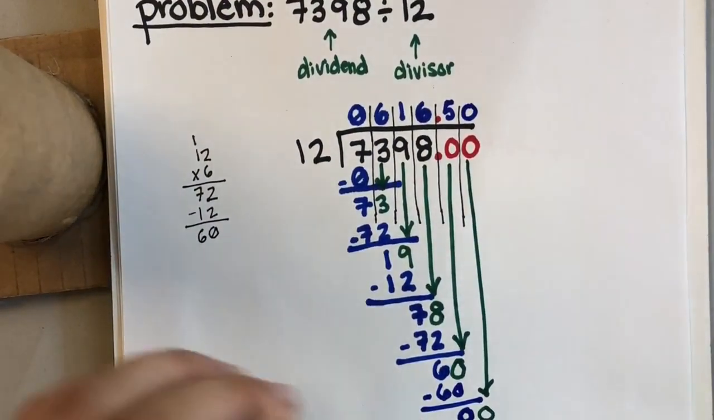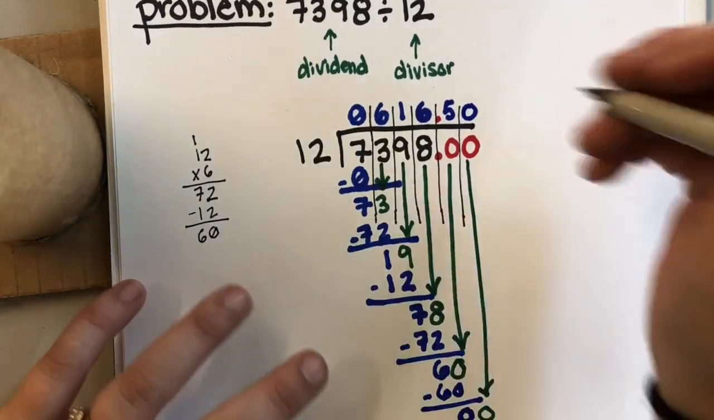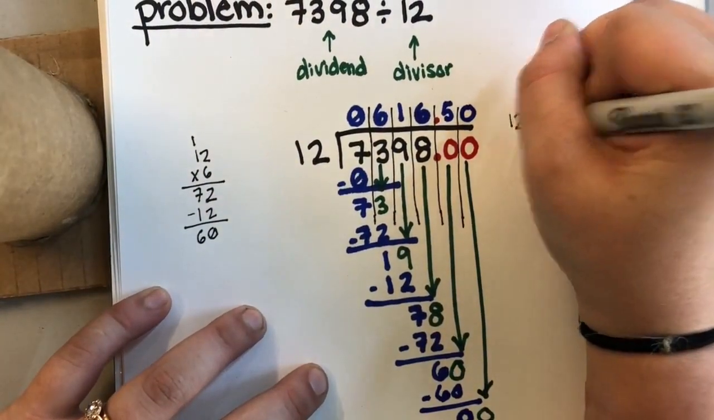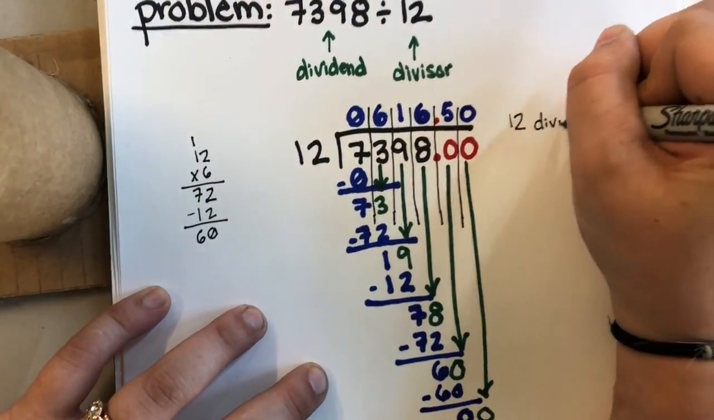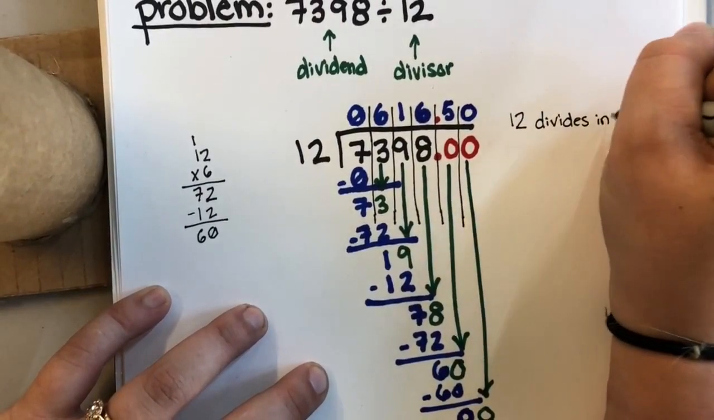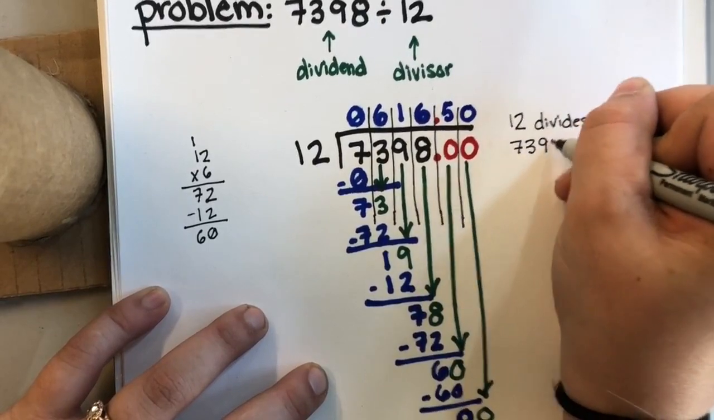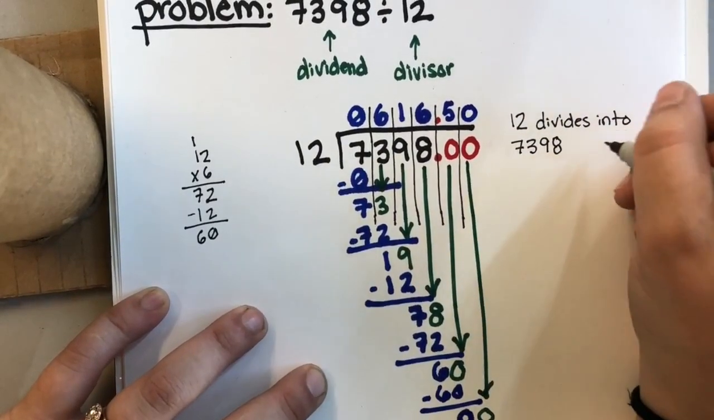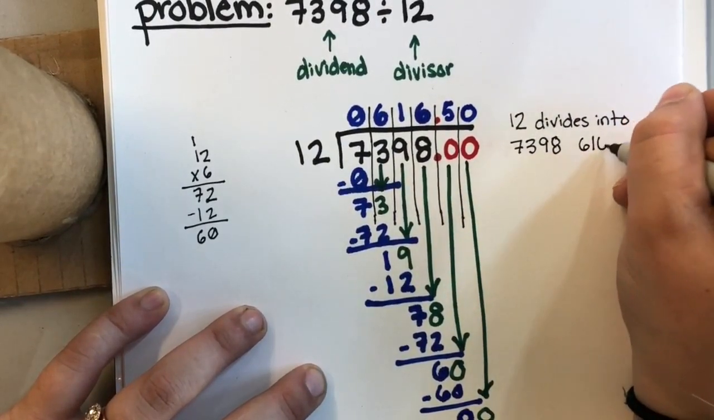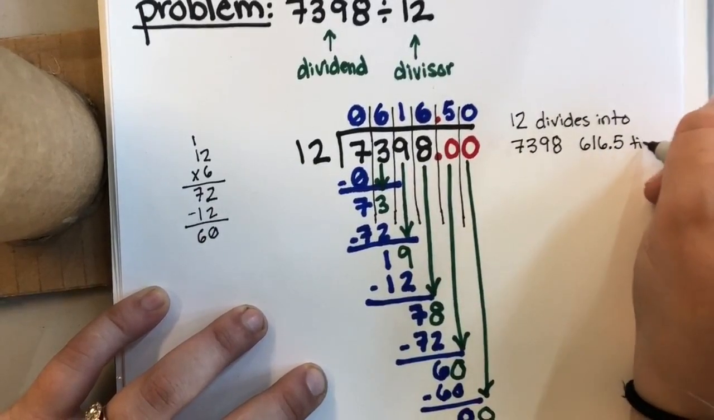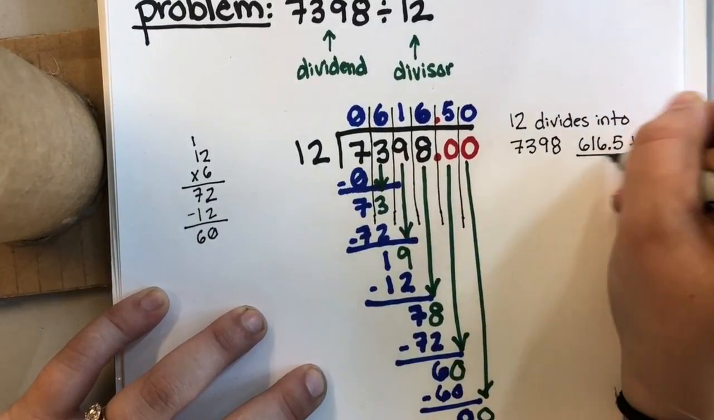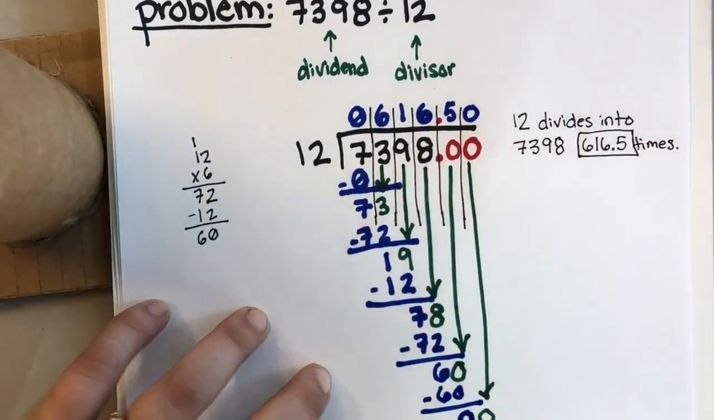So my answer: 12 divides into 7,398 616.5 times. And that's it.